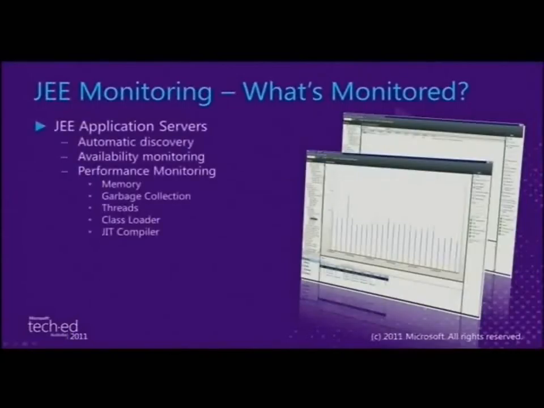So let's have a look at what's monitored. The way I like to explain JEE monitoring is very much like Ops Manager monitors IIS today. We run a discovery, which is based on a discovery rule in the IIS management pack. It discovers our IIS servers in our environment, and then we go and run another discovery rule that discovers the websites that are hosted on those servers. It's very much the same. It's an automated discovery for the JEE app servers, and we monitor availability and performance.